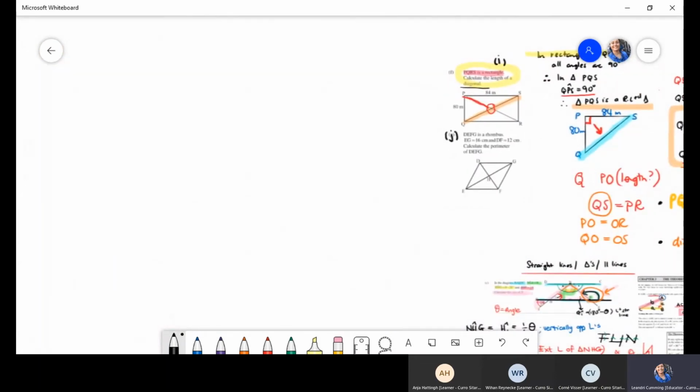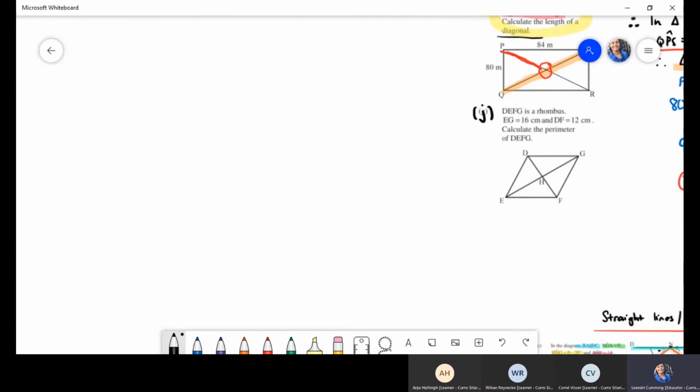This would be number J, letter J in your revision section. And it looks like it's similar. DEFG is a rhombus. We must know the properties of a rhombus. EG is 16 centimeters, DF is 12 centimeters. Calculate the perimeter of DEFG. Right, what I need to do here is I need to look at what I have to kind of zone into to find the perimeter, okay?